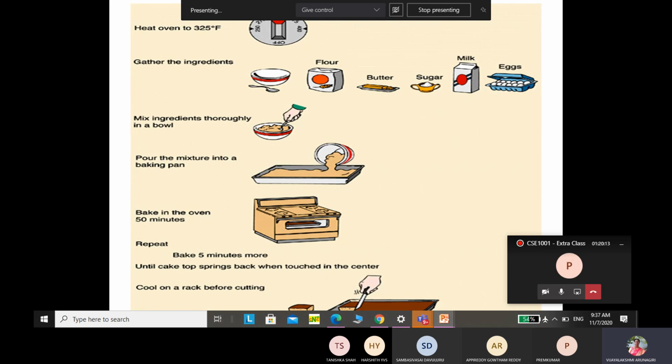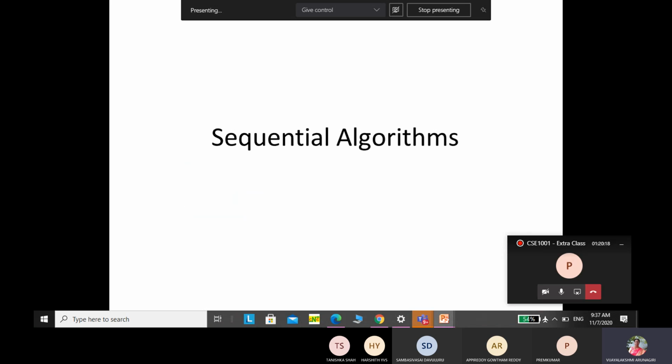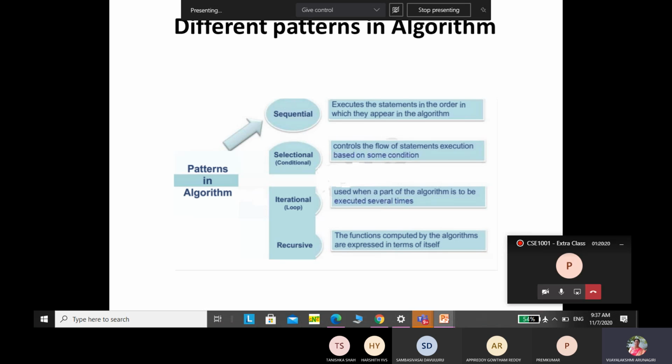Okay, we'll see some of the examples for the algorithm. Already I have told that the problem is divided into 4 types. If you want to solve any problem by using the computer, it should be in the sequential way, selection way, or iterative way, or it will be in counting or searching, like that. Normally the programming pattern is divided into 4 types: sequential, selection and iterational. Sequential means step by step.